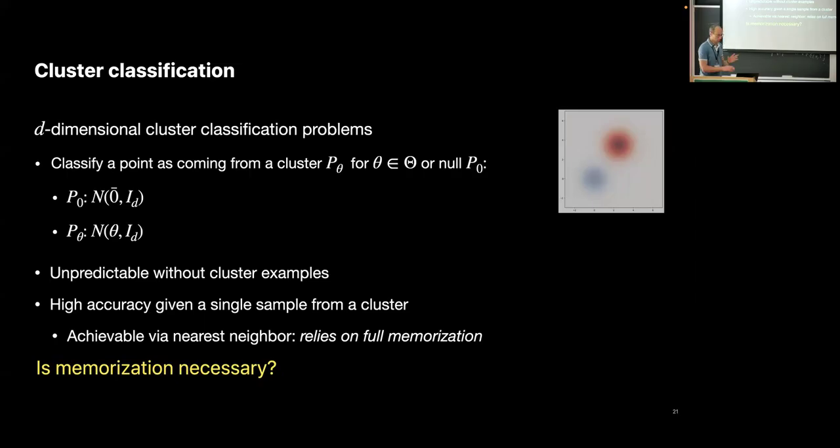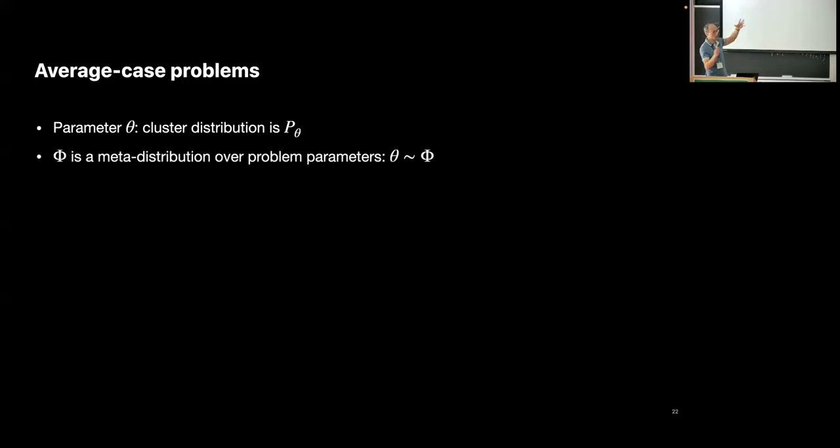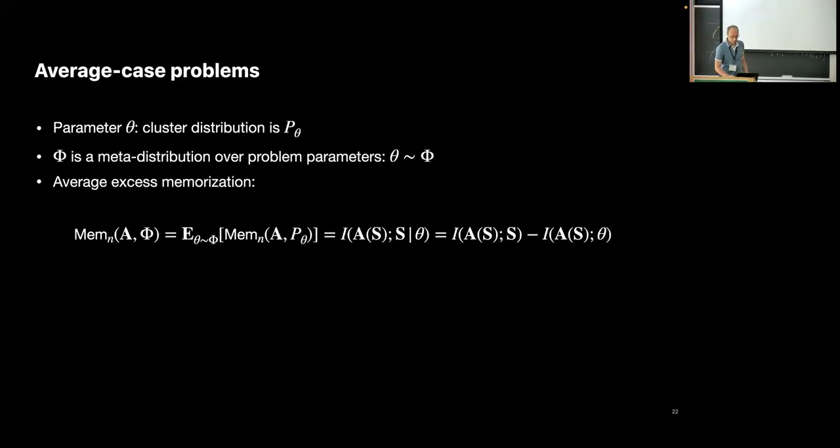Before going towards actually answering and stating these results formally, let me just give you a couple more definitions. We'll be looking at average case problems. And here, average case has two nice properties. One is it makes our lower bound stronger, and we'll be proving lower bounds on memorization. And secondly, it makes the language of information theory a little easier to describe. So specifically, as I mentioned, the cluster distribution will be parameterized with this theta, but we'll also have this meta distribution over parameters. We'll call it phi.